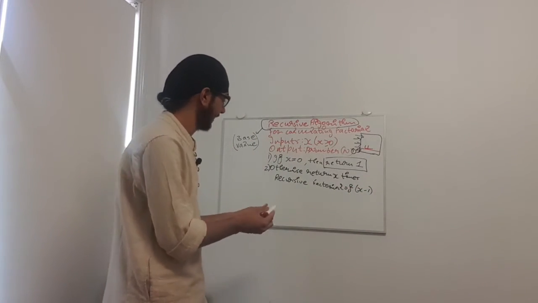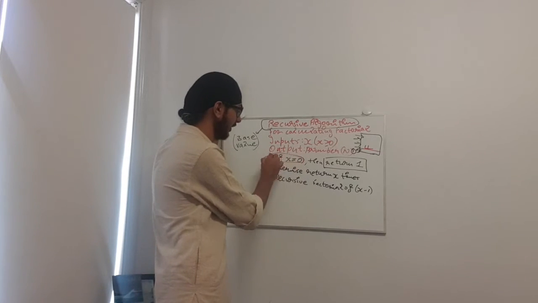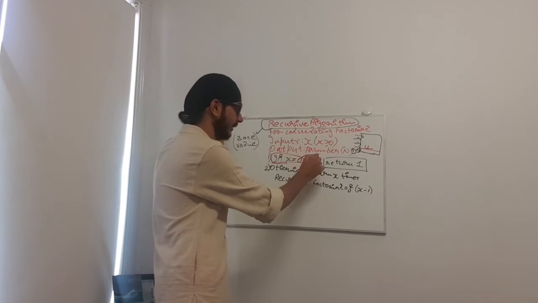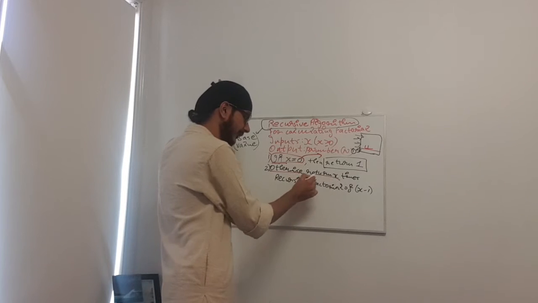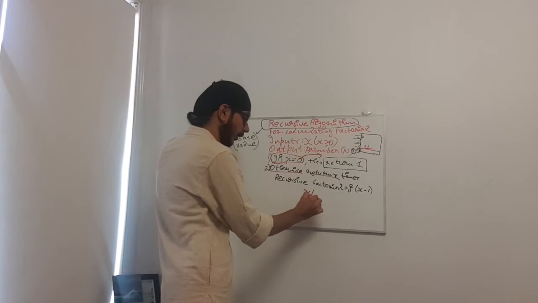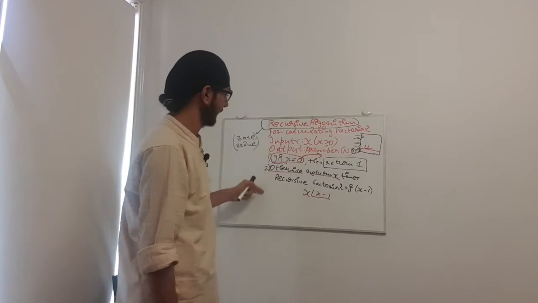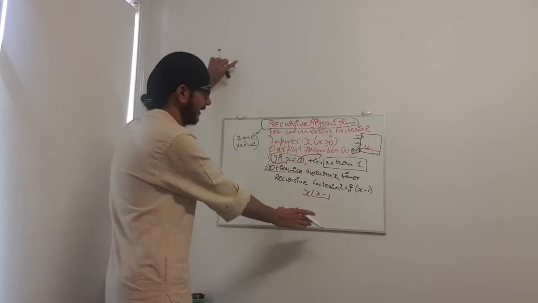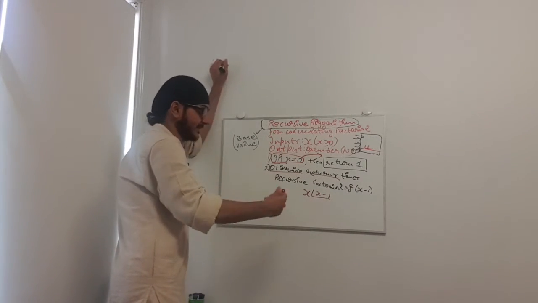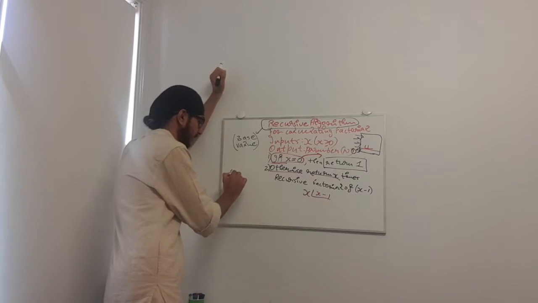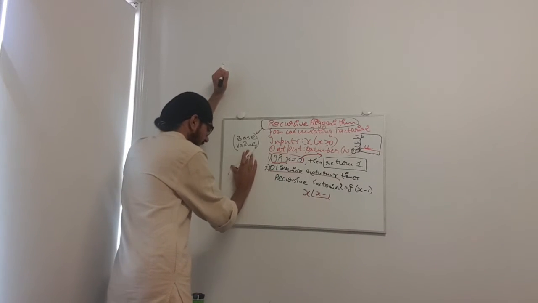This means that if x is equal to 0, then we will return 1. If it's not, then what will we return? We will return x into factorial of x minus 1. So this is the first step. At the end, let's deep dive into this algorithm.